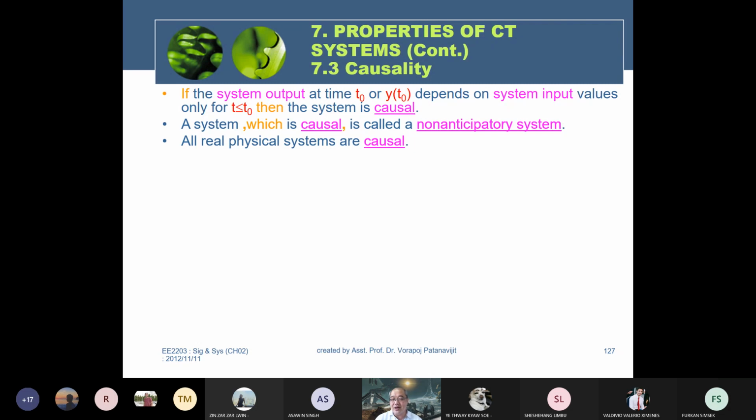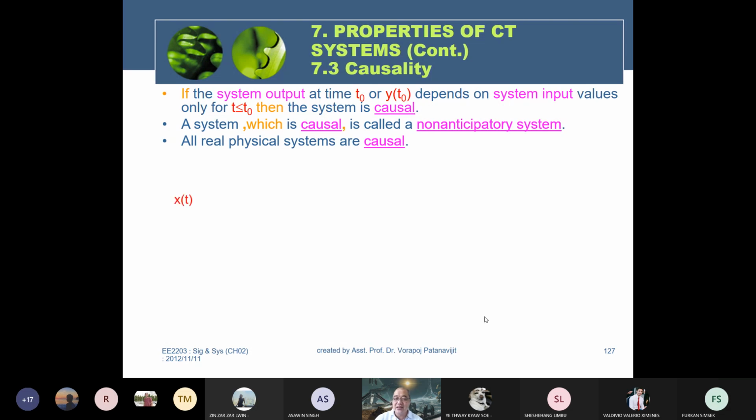Okay, the idea of causality is very simple. Causal means the output depends on the input at that time or in the history. It's impossible that the current output depends on the input in the future or tomorrow. Therefore, all physical systems are already causal.